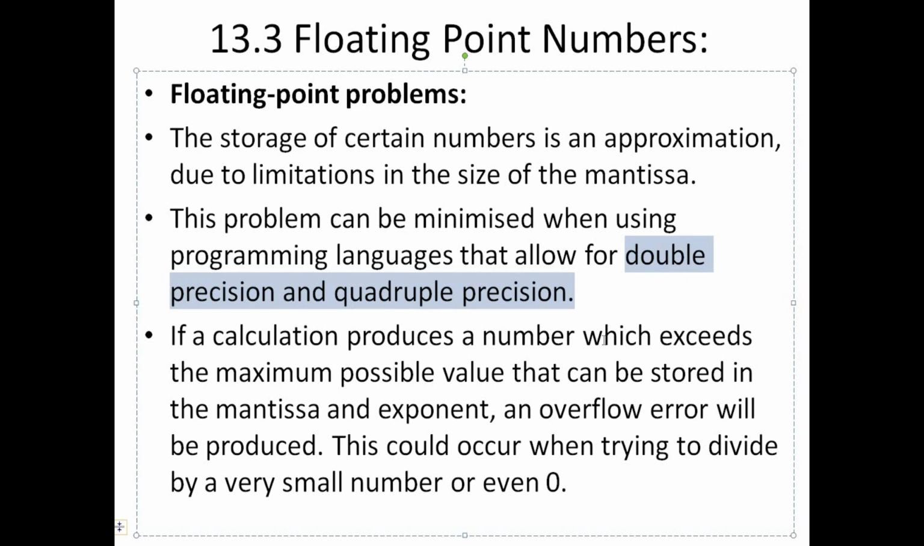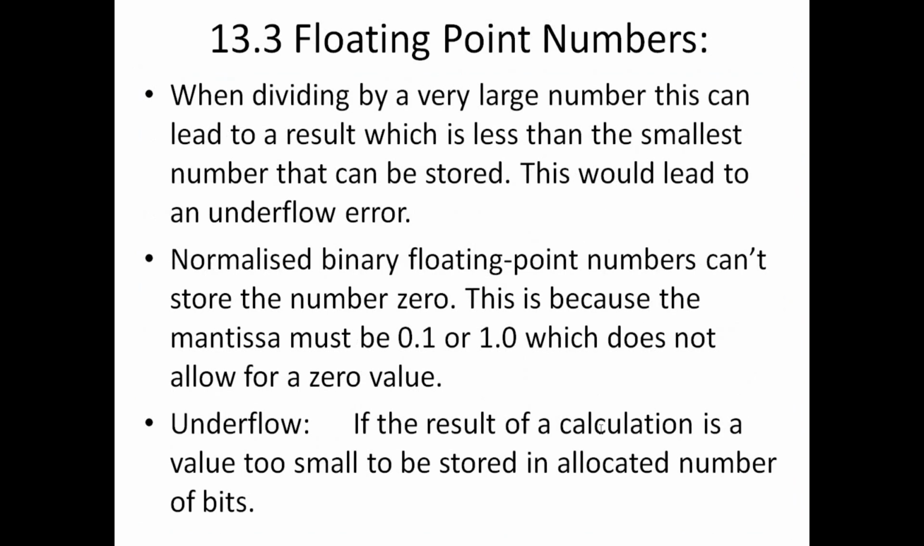If a calculation produces a number which exceeds the maximum possible value, an overflow error will be produced. This could occur when trying to divide by a very small number or even 0. When dividing by a very large number, this can lead to a result which is less than the smallest number which can be stored. This would lead to an underflow error.